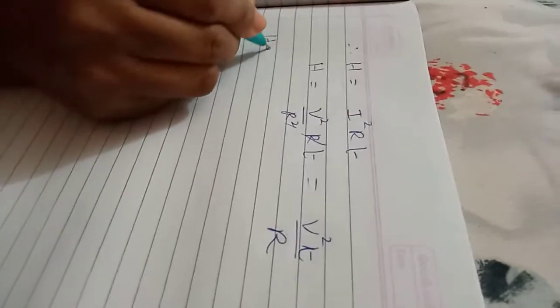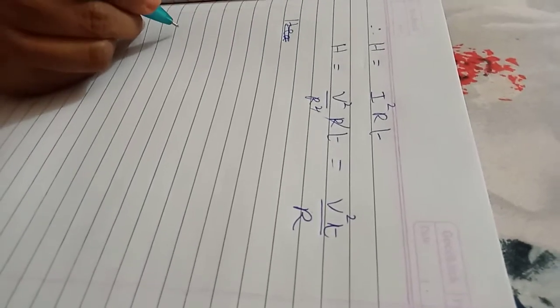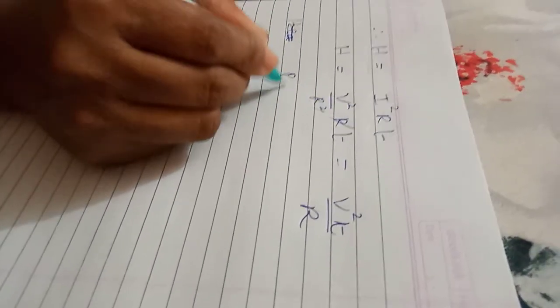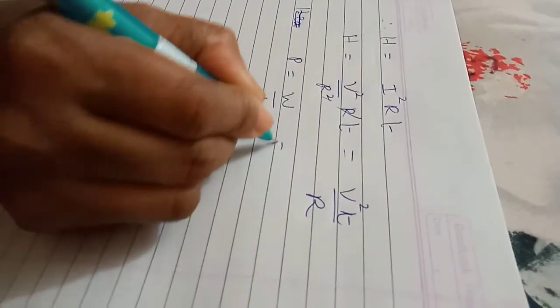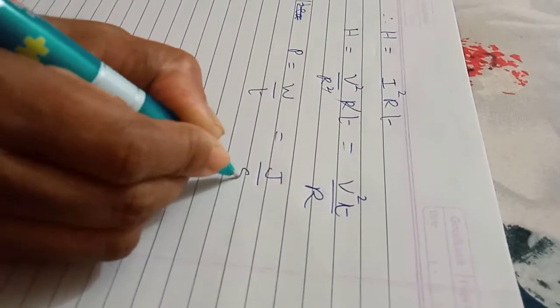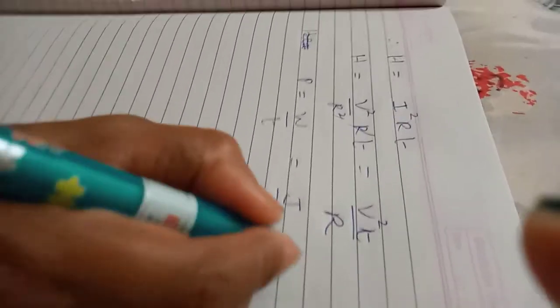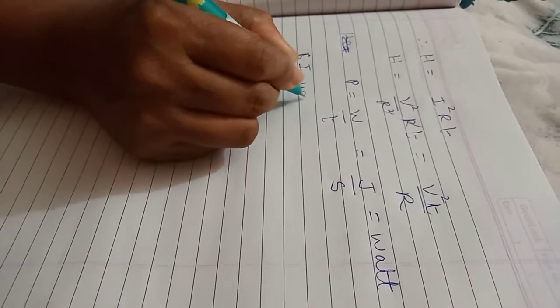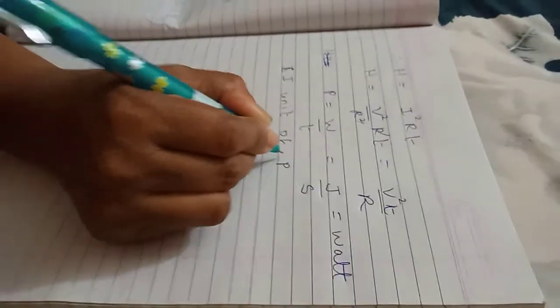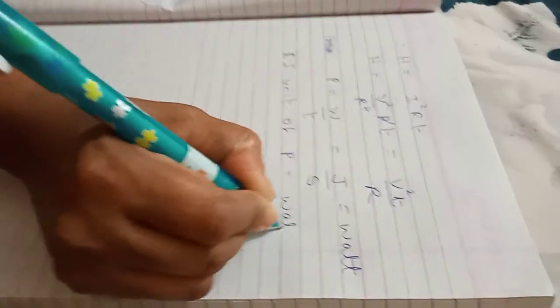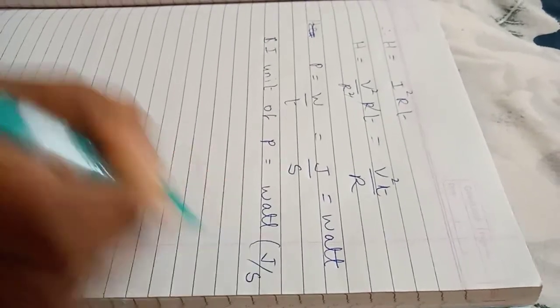Is it okay? Is it fine with you? Come on. We'll continue with the next part, that is heating effect of electric current, students. Before that, I would like to put one more point here. Power is work upon time. Work is in joule, time is in second. This joule per second is called watt. So the SI unit of power is watt, which is nothing but joule per second.